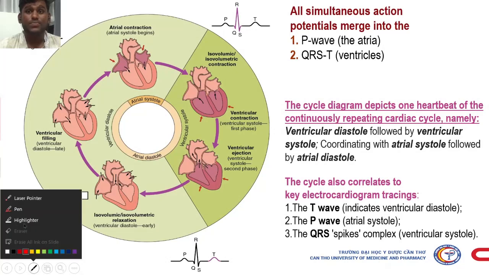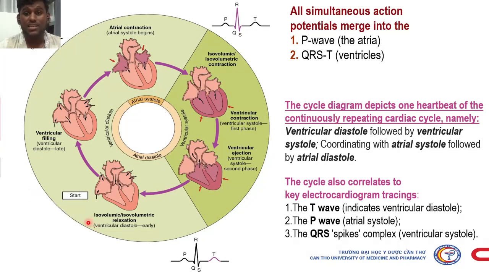All simultaneous action potentials merge into the P wave for the atria, and QRST for the ventricles. The cycle diagram depicts the continuously repeating cardiac cycle, namely ventricular diastole followed by ventricular systole, coordinating with atrial systole followed by atrial diastole. The key also correlates to the key electrocardiogram tracings. The T wave indicates ventricular diastole, the P wave atrial diastole, and the QRS complex ventricular systole.